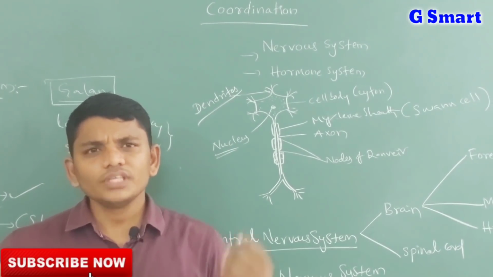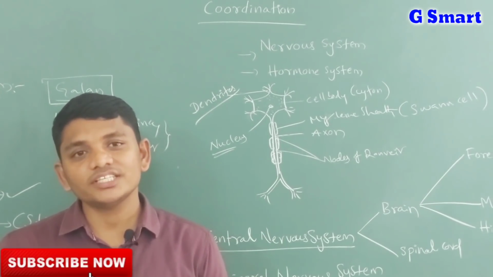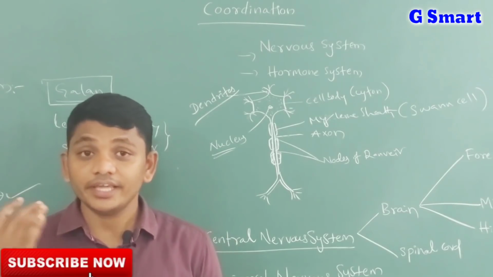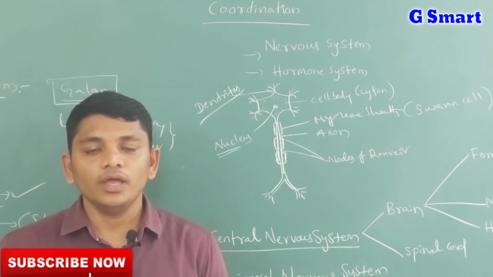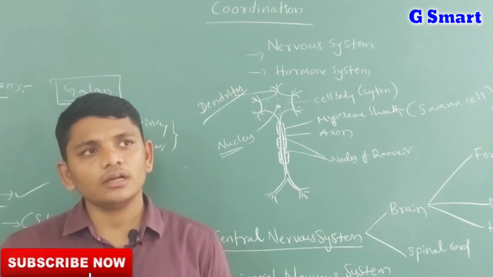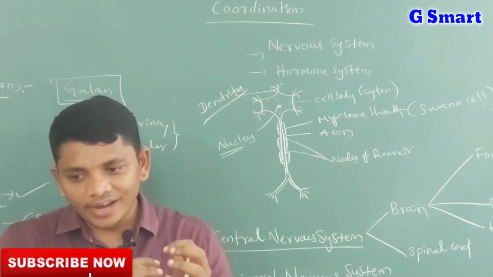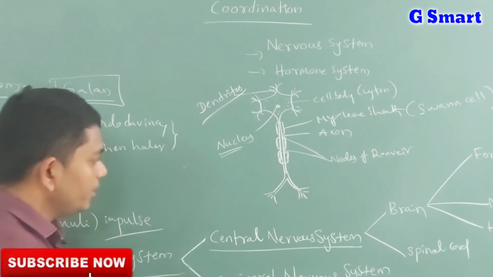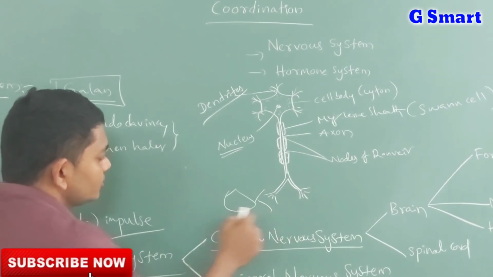You know, in our body 10 billion nerve cells are there in our nervous system. You know that? And these nerve cells are always combined with each other. For example, if it is a nerve cell, it is combined with another nerve cell.